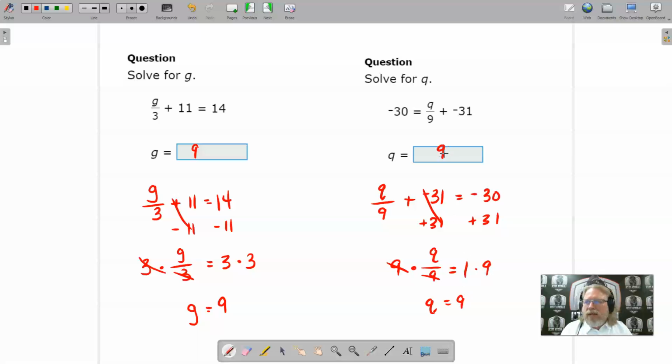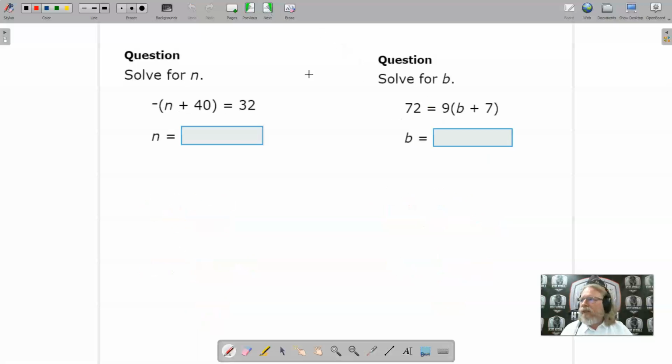So q equals 9. And if we plug that in, we'd see that 9 over 9 equals 1. And 1 plus negative 31 is going to give us negative 30. So we know our answer is correct.